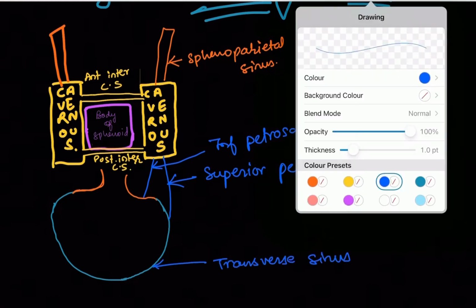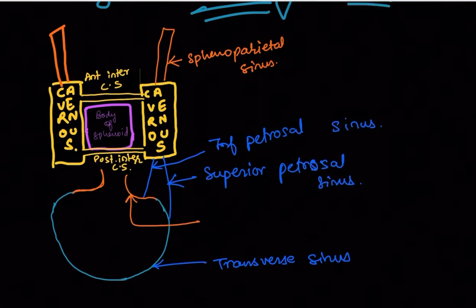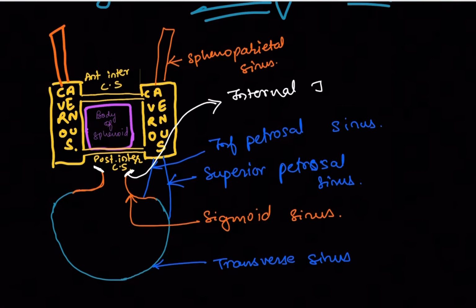And this orange color which you see is the sigmoid sinus. What is it? S shape, right? Sigmoid sinus. Now, the sigmoid sinus will become the internal jugular vein. What will it turn into? Internal jugular vein. In the previous slide, I explained that this internal jugular vein will exit the skull through the jugular foramen. But before it exits, as soon as it becomes an internal jugular vein, it is dilated. We call this dilated portion the jugular bulb. What do we call the dilated portion of the internal jugular vein? Jugular bulb. Then it will exit through the jugular foramen.